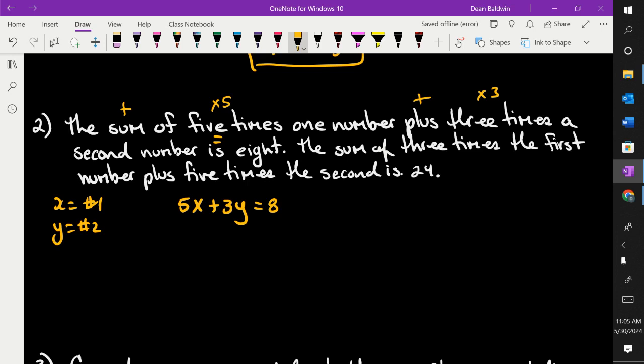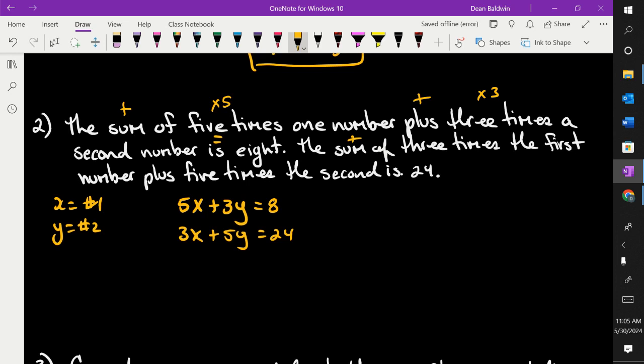Boom, done. Second sentence, the sum. So we're doing a sum again. 3 times the first number, 3x, plus 5 times the second number, plus 5y, is 24. Okay, now we're done with all the words. Now we're just solving the x's and the y's.